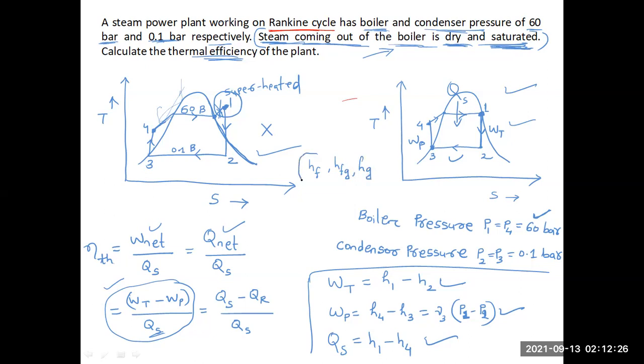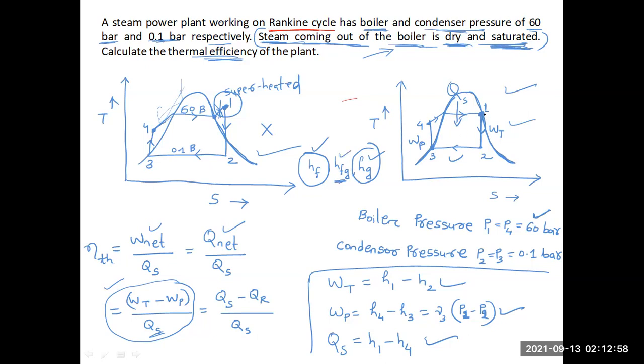HF means, in this dry saturated liquid line, the left colored line, whatever points are there, those indicate HF. HG indicates the right-hand side, this dry saturated vapor line. All the points which are present over this line will be indicated with Hg, and HFG will be in between these two lines. This region in between these two lines will be indicated with HFG.